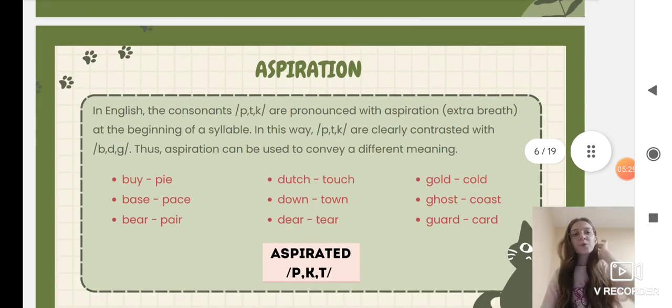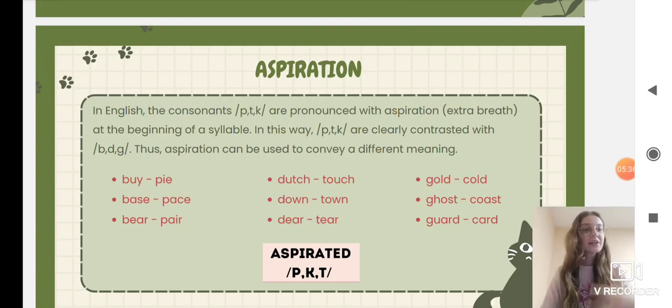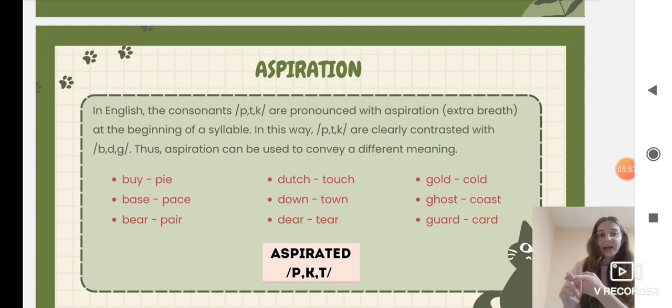And our third topic is aspiration. In English, the consonants P, T, and K are pronounced with aspiration, with extra breath, at the beginning of a syllable. In this way, P, T, K are clearly contrasted with B, D, and G. Thus, aspiration can be used to convey a different meaning. We have some examples here, for example, buy and pie. You can hear the difference in pronunciation. With pie, we have extra breath while pronouncing it.